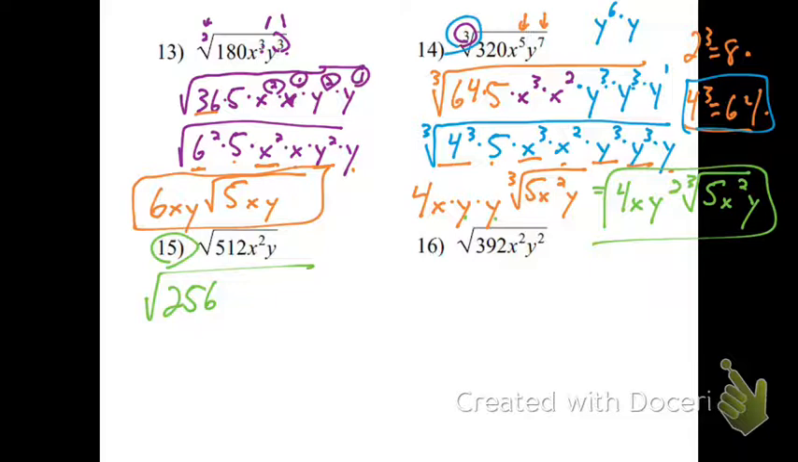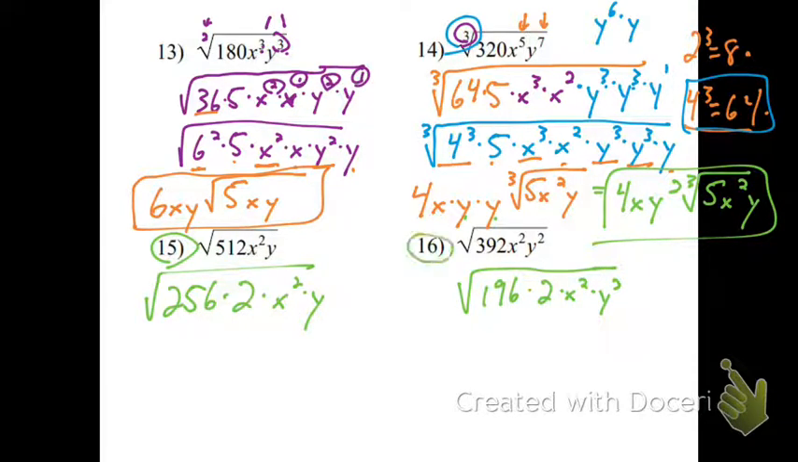Just forgot the 2. X squared times y. Square root of 256, 16. Over here, this is going to be 196 times 2 times x squared times y squared. All right, so you're going to break those down. Those aren't finished. Those are there for you to work on.